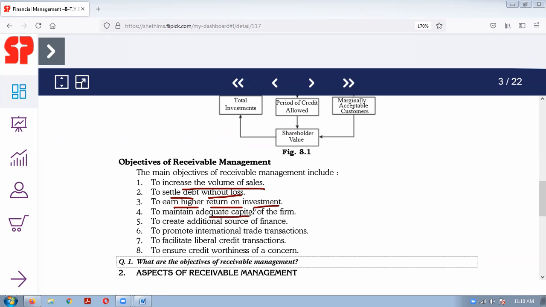Then maintain adequate capital for the firm. These are all the important objectives of credit management. You should take care that you are getting a timely source of finance, overdraft, etc., because funds will be blocked. So that also you have to take care of before giving the credit. Another objective is to promote international trade transactions. Normally, if you are giving on credit, international trade will be promoted. Normally, export and import trades are on a credit basis only.